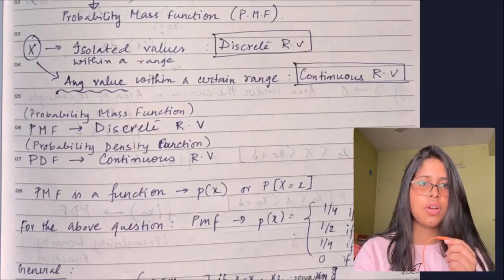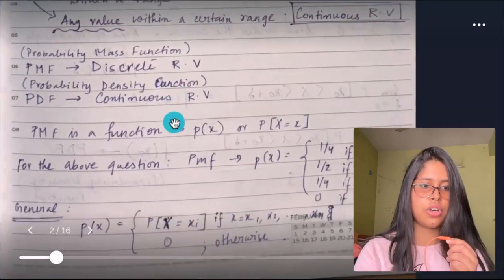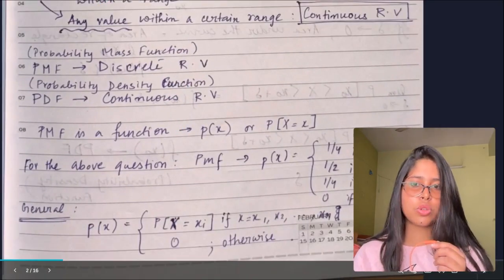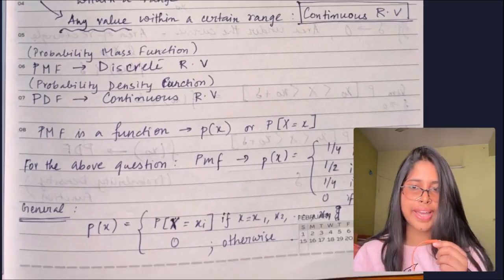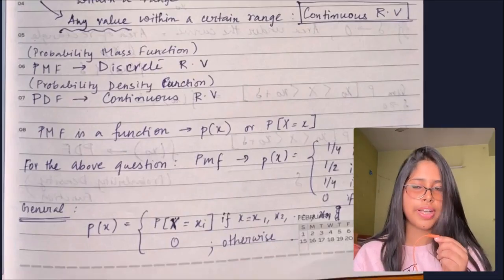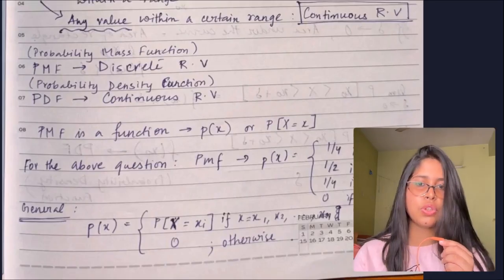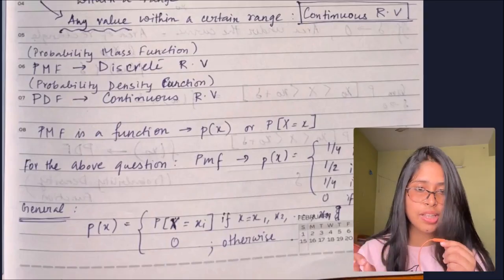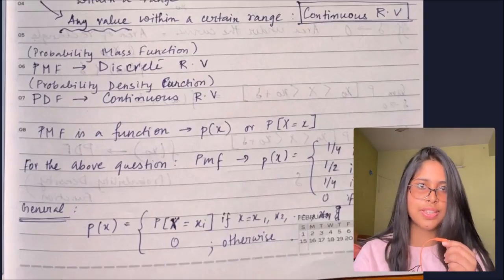All right. Now you will see the general equation, or how we write PMF. Okay. The general formula: P(X = xi) equals P(xi) if X equals x1, x2 and so on, and 0 otherwise. So the PMF gives the probability at exact points and 0 everywhere else.